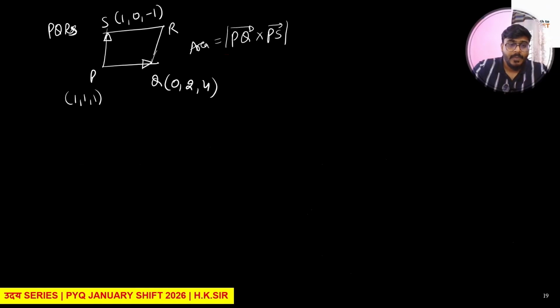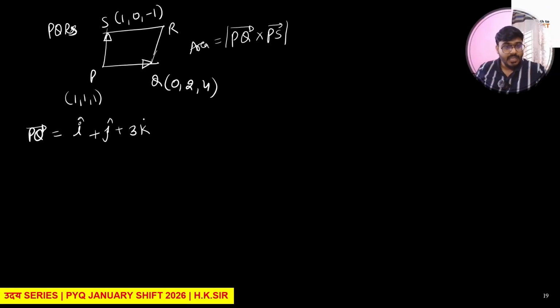Okay, fine. Now if they are asking area, so we have to find this PQ vector and PS vector. What is PQ vector? PQ vector is 2 minus 1 = 1 i cap, 1 j cap, and 4 minus 1 = 3 k cap. What is PS vector? PS vector is 0 i cap, minus j cap, and minus 2 k cap.